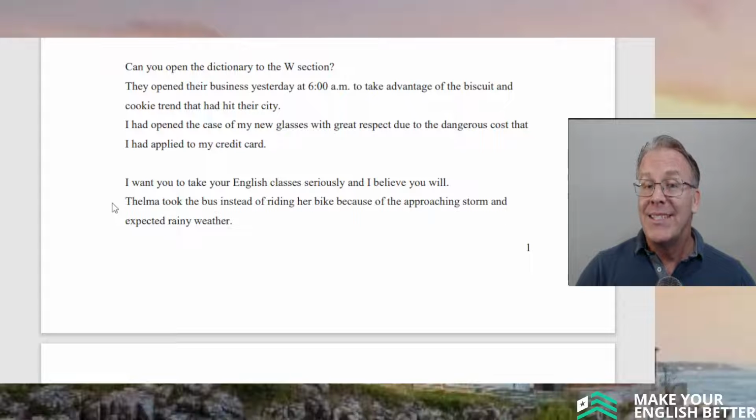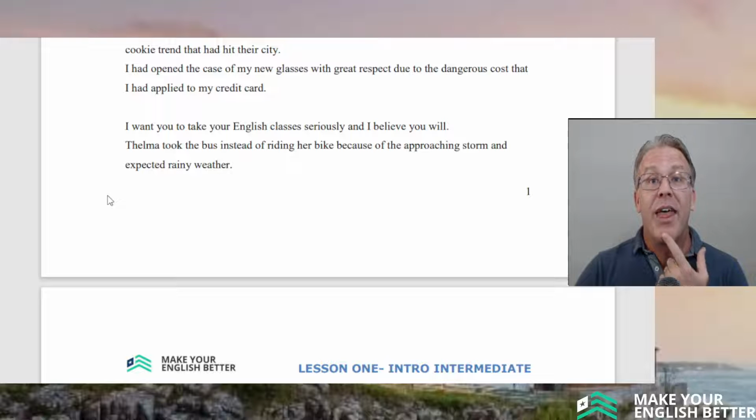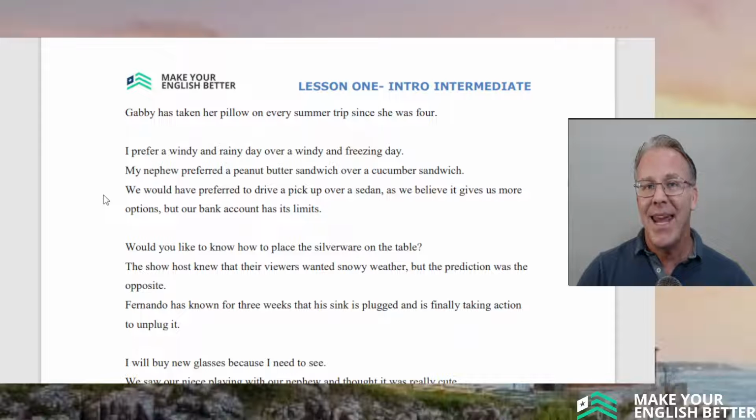I want you to take your English classes seriously, and I believe you will. So I believe that you understand exactly what you are doing, and you will do the best that you can possibly do, okay? Thelma. Oh, Thelma. Thelma took the bus instead of riding her bike because of the approaching storm and expected rainy weather. So she knew it was going to rain and she took a bus to avoid getting wet. All right? Let's go to the next page.